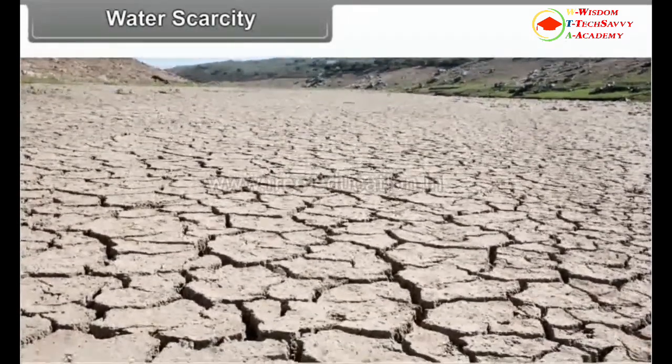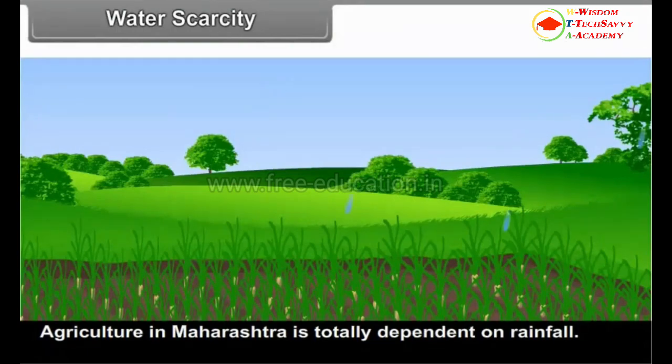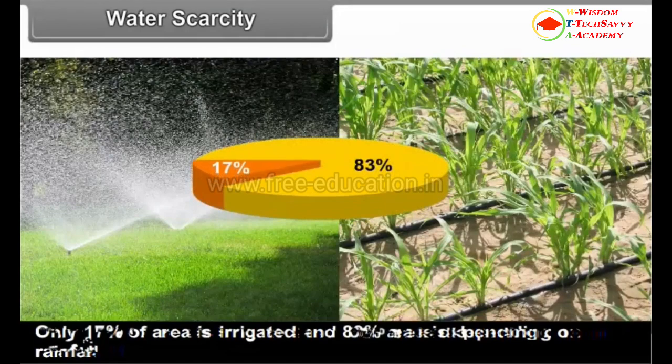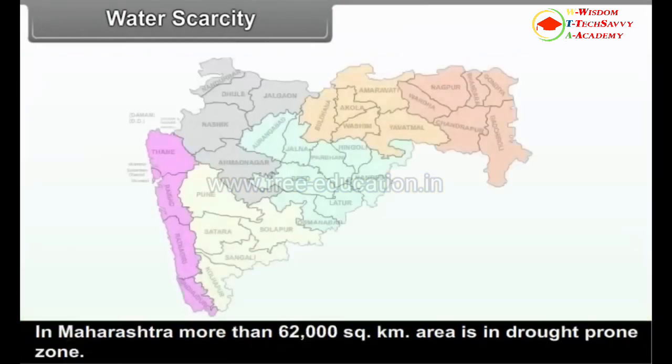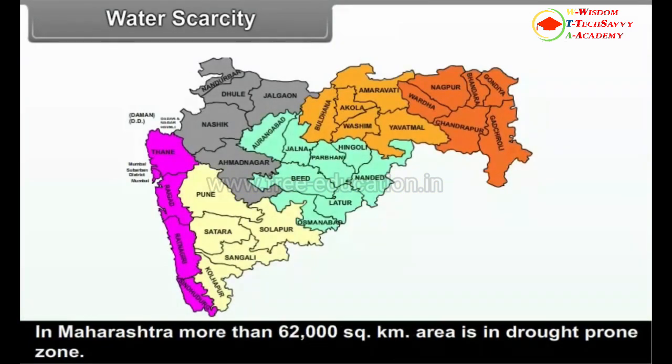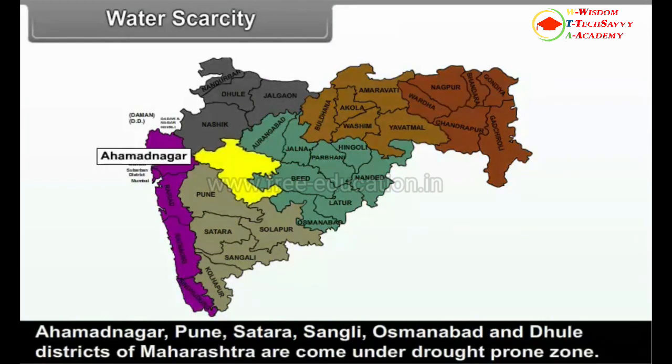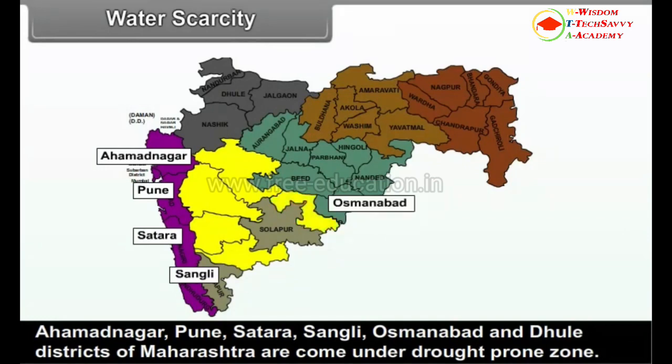Water scarcity. Agriculture in Maharashtra is totally dependent on rainfall. Only 17% of area is irrigated and 83% of area is dependent on rainfall. In Maharashtra, more than 62,000 square kilometers of area is a drought-prone zone. Ahmednagar, Pune, Satara, Sangli, Osmanabad and Dhule districts of Maharashtra come under the drought-prone zone.